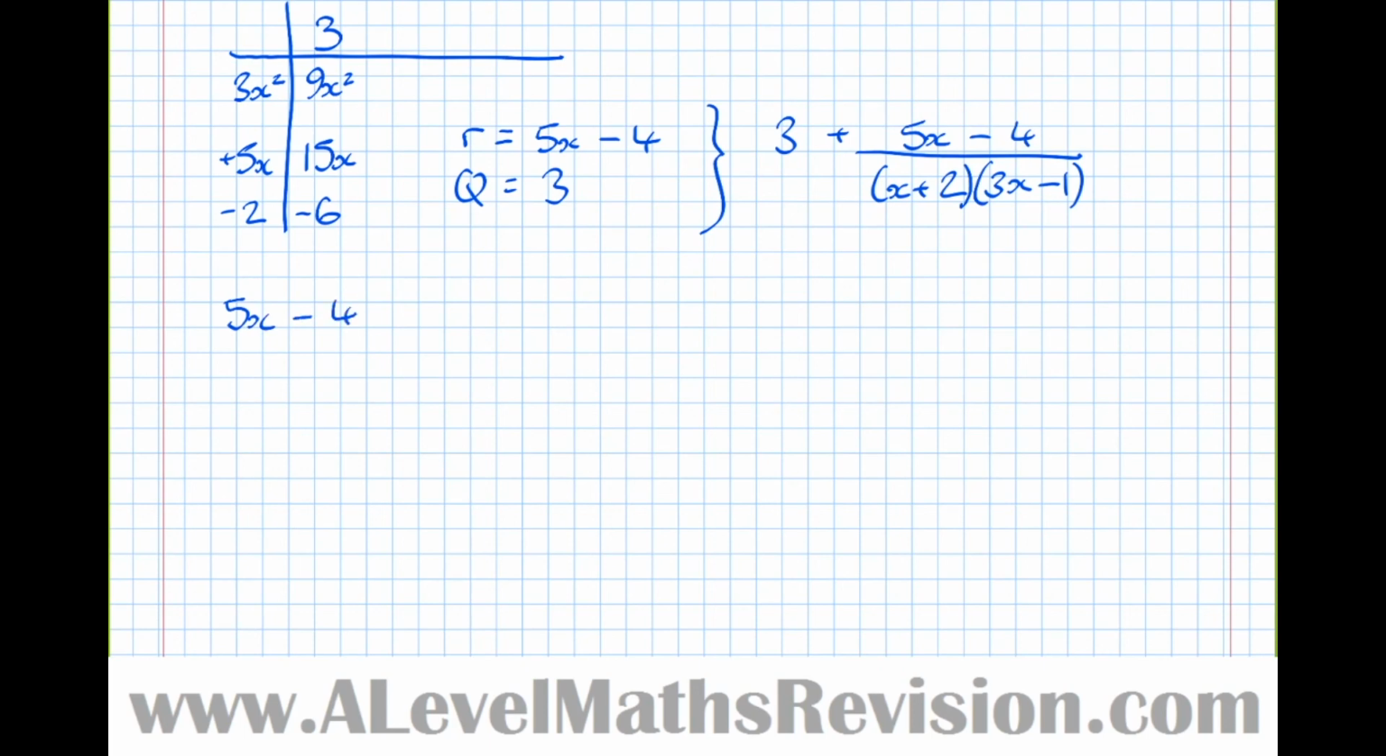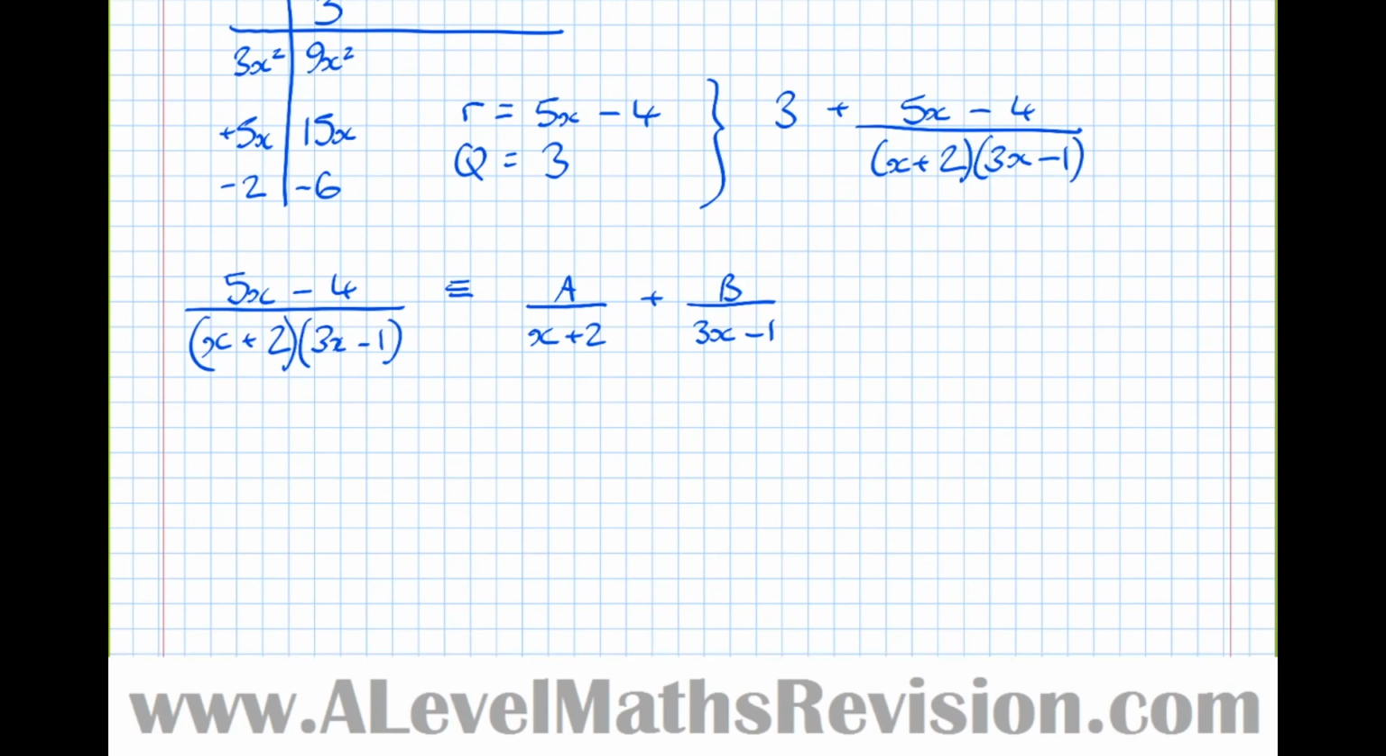5x minus 4 over x plus 2, 3x minus 1. Let that be identical to a over x plus 2 plus b over 3x minus 1. Multiply both sides by the denominator to get 5x minus 4 identical to a, do the cancelling in my head, the x plus 2's cancel, plus b times x plus 2.